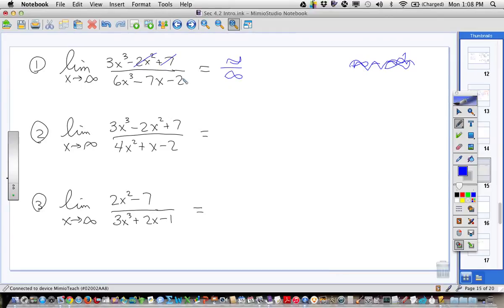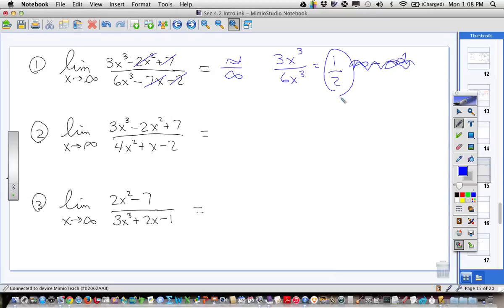All right, so on this one, we look at the bottom, we say, hey, those don't matter either. The only thing that matters is a high power on top, which is 3x cubed, and the high power on the bottom, which is 6x cubed. Now, what's that reduced to? 1/2. There's your limit. The things I crossed out don't matter when x is getting really big.